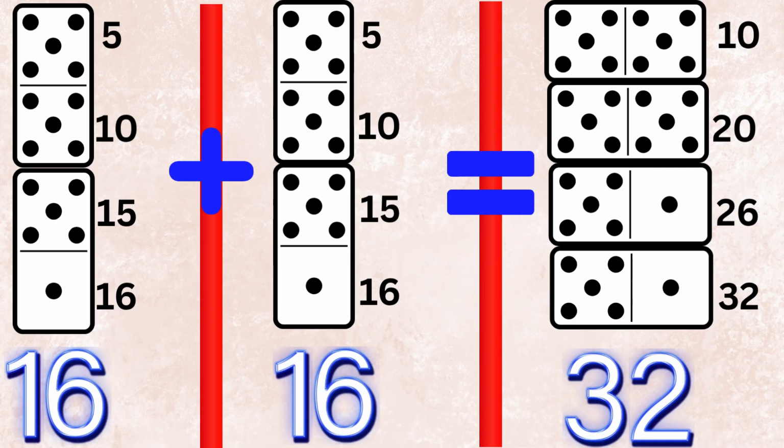Let's check your answer. When we add the dots in the first row, 5, 10, 15, 16 dots, plus 5, 10, 15, 16 dots in the second row, we get a total combined sum of 10, 20, 26, 32 dots. So now we know that 16 plus 16 equals 32 dots in all.